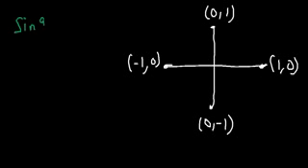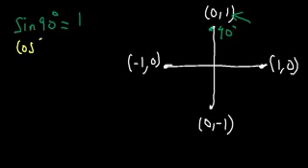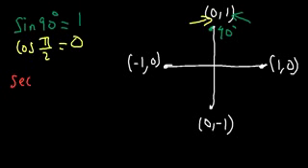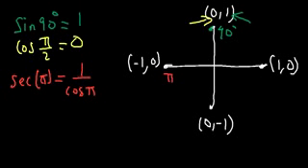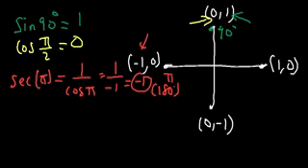So let's say you want to figure out what sine 90 is. Sine 90 is over here, and you need the y value. It's equal to 1. Cosine of 90, or cosine pi over 2, which is the same as 90, is the x value. It's 0. So let's say you want to find secant of pi. Secant of pi is 1 over cosine pi. And pi is over here, which represents 180. So cosine pi is the x value. So it's 1 over negative 1, which is negative 1.